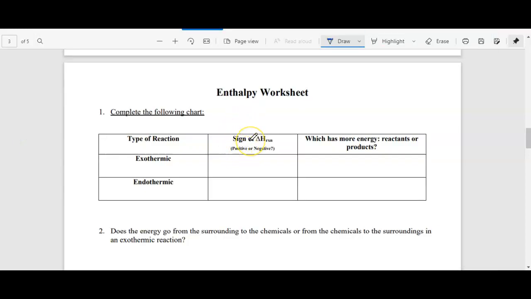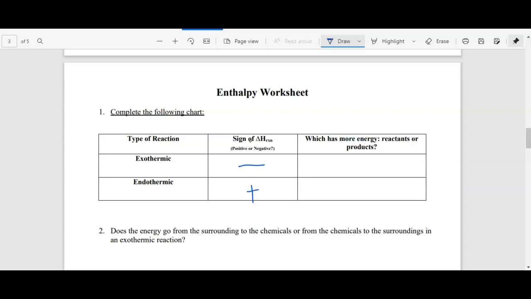So I want y'all to help me real quick. When a reaction is exothermic, what type of delta H does it have, positive or negative? What do we say from the notes? If it's exothermic, heat is being released, that's a negative delta H. If heat is being absorbed, if we're adding heat to it, what's the sign for that one? Positive. That's an endothermic reaction there.